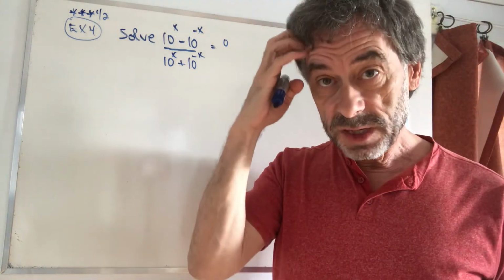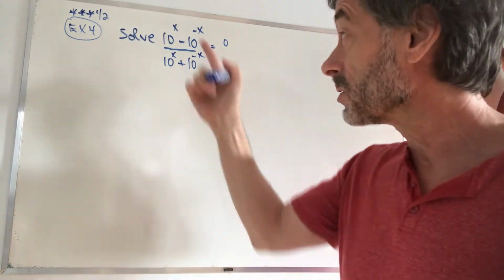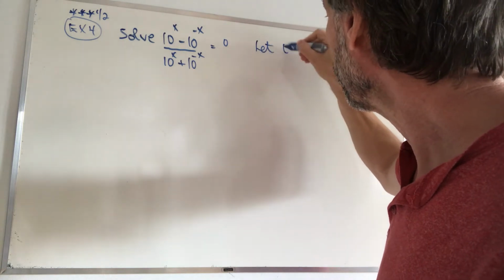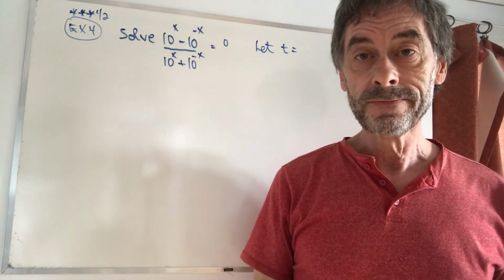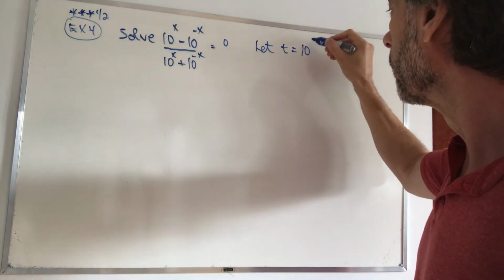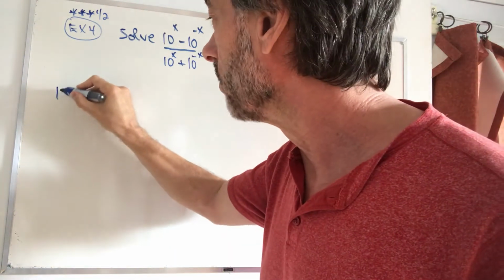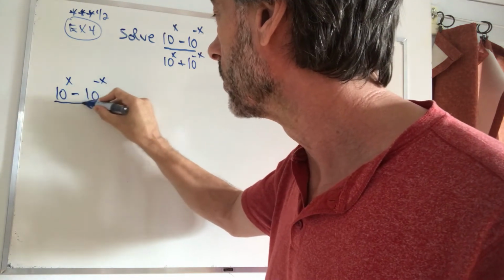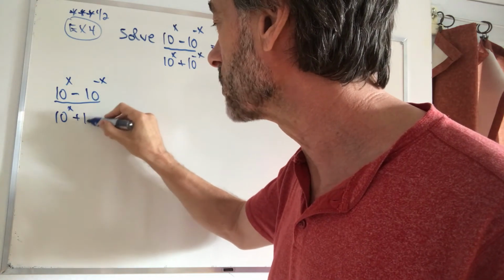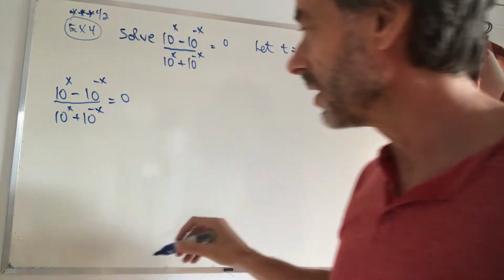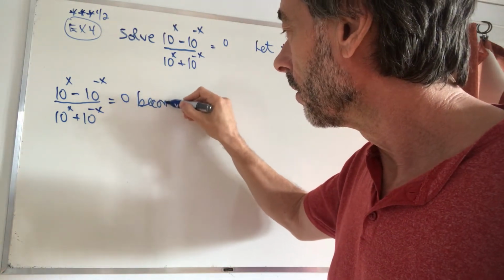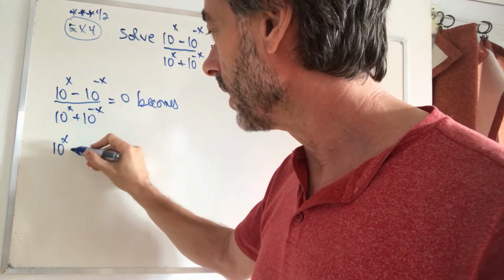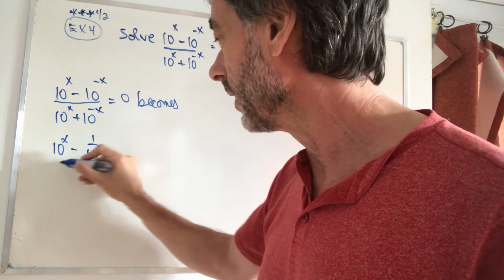Okay. Again, a similar situation as before, where we had 2 to the x and 2 to the minus x. Here I have 10 to the x and 10 to the minus x. So a substitution is in order. I'm going to let t equal 10 to the x. Yes. Okay, so this becomes 10 to the x minus 10 to the minus x over 10 to the x plus 10 to the minus x equals 0. I'm going to deal with my negative exponents like I did before. That's 10 to the x minus 1 over 10 to the x.